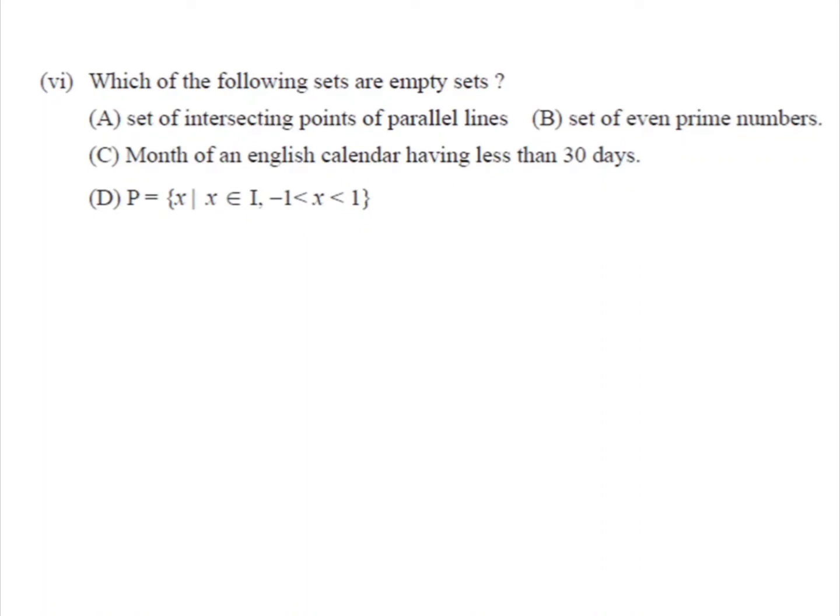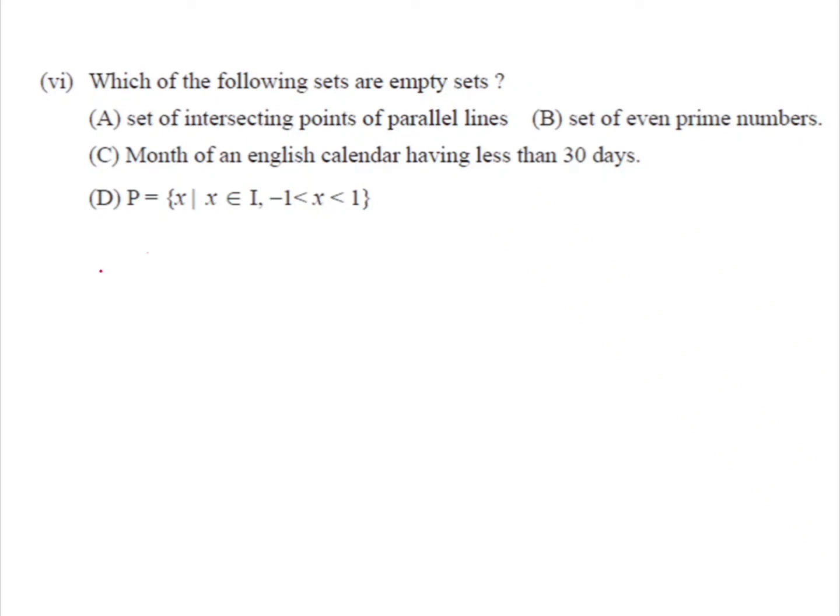Let's have the next question. Which of the following sets are empty sets? Set of intersecting points of parallel lines, set of even prime numbers, the month of an English calendar having less than 30 days, and set P given in the set builder method, that is P is equal to {x such that x belongs to I, where -1 is less than x is less than 1}. Now the question is, out of these 4 sets, which sets are empty sets?